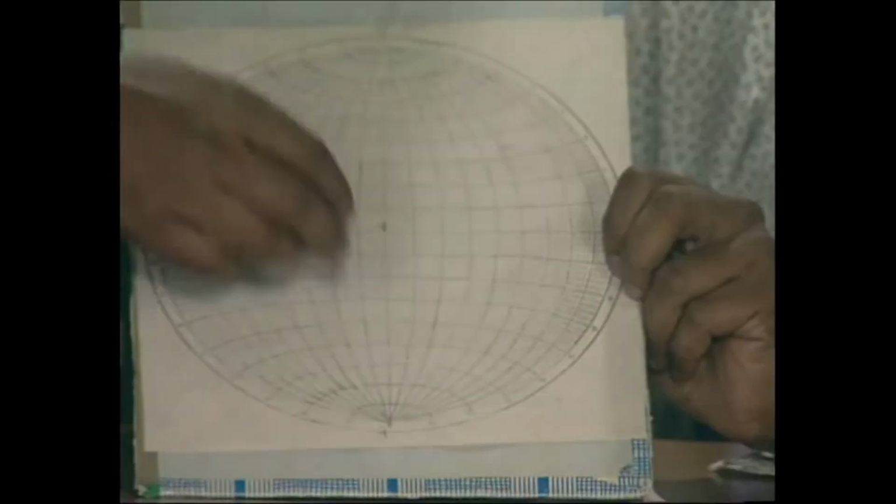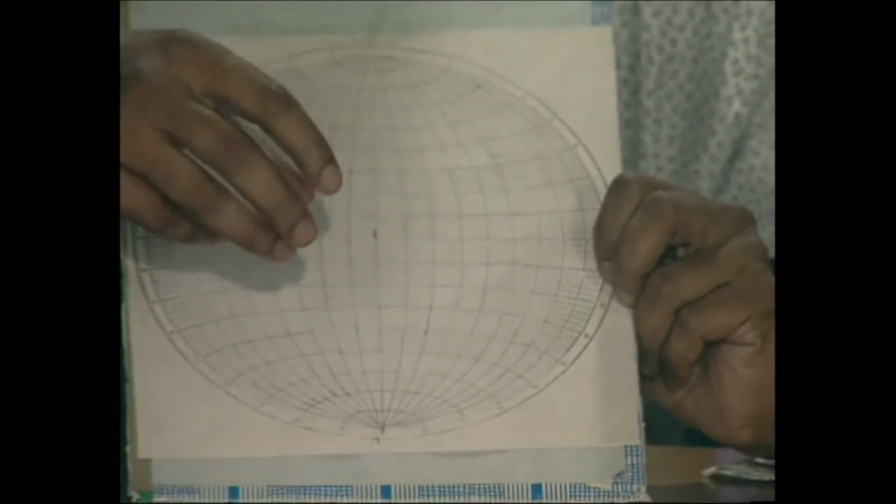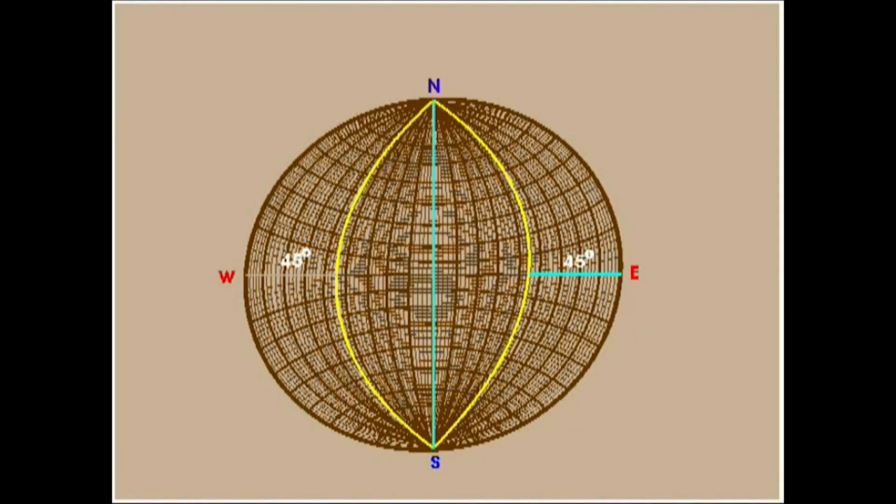Now, let us see how with the help of stereographic projection we can find out the orientation of the line of intersection of two planes, measure the angle between two planes, or given the stereographic projection of a plane or a line, how we can find out its orientation.